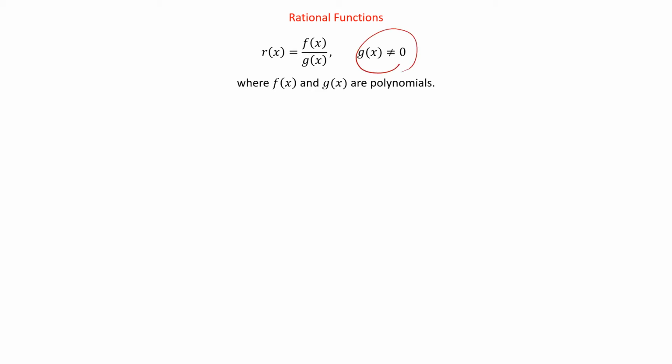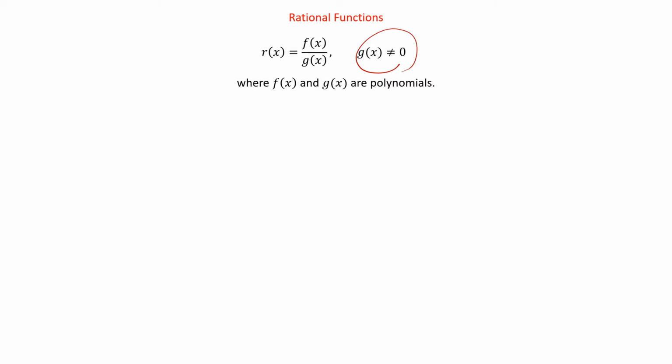So the first thing is what is a rational function? A rational function is the quotient of two polynomials. So we just have one polynomial divided by the other polynomial, as long as that denominator does not equal 0. We'll talk about that in a minute, but basically that gives us a vertical asymptote.